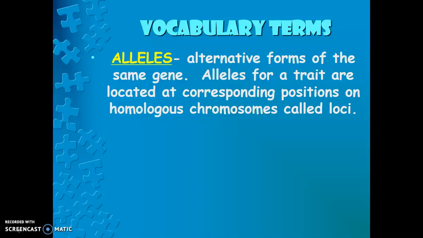Now, another word that we're going to see is the word alleles. You can use alleles and gene pretty interchangeably in biology, okay? So, I say you have a brown-eyed gene and a blue-eyed gene, but you could say you have a brown-eyed allele and a blue-eyed allele. So these are the different forms of the same gene.